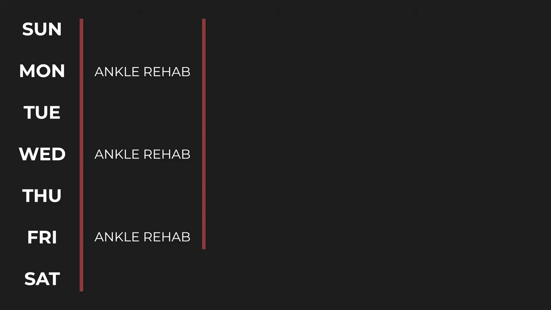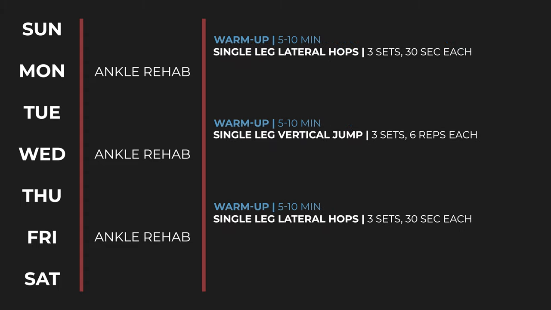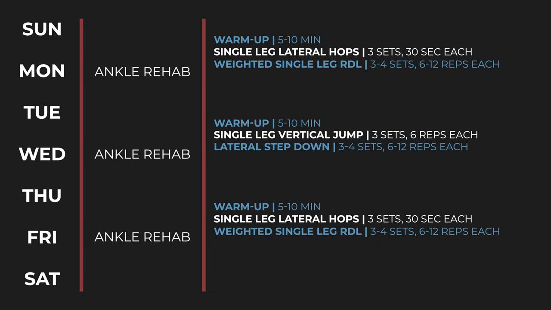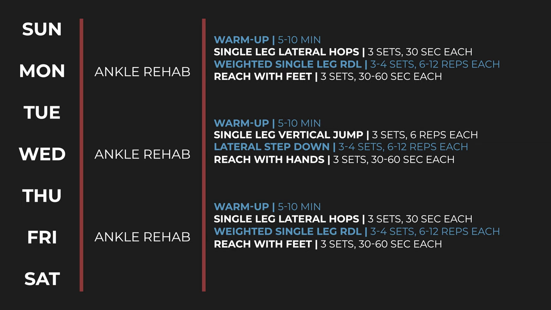On Monday, Wednesday, and Friday, start with a 5 to 10 minute warm-up of your choosing. You're aiming to break a light sweat. Then you'll perform 3 sets of 30 seconds of single leg lateral hopping or 3 sets of 6 repetitions of single leg jumping and landing. Next, you'll either perform a single leg RDL with a dumbbell in the opposite hand or a lateral step down for 3 to 4 sets of 6 to 12 repetitions. You'll move on to reaching with your feet or hands for 3 sets of 30 to 60 seconds.